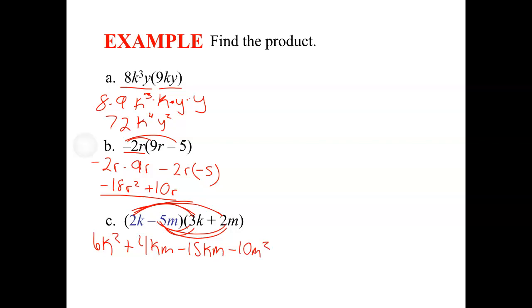Can I simplify that further? Yeah, what can I do? Combine those like terms. So there's nothing with the k squared, minus 11km minus 10m squared. Alright? Easy peasy?